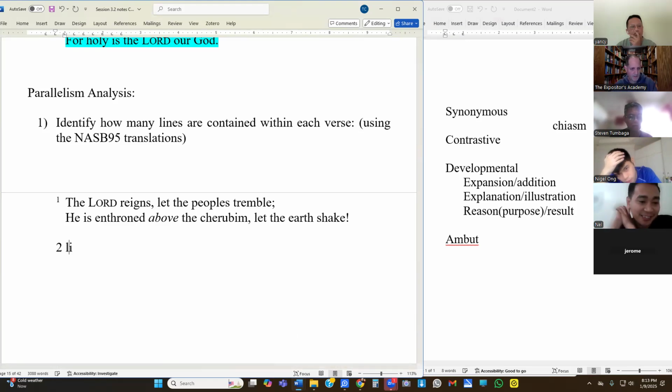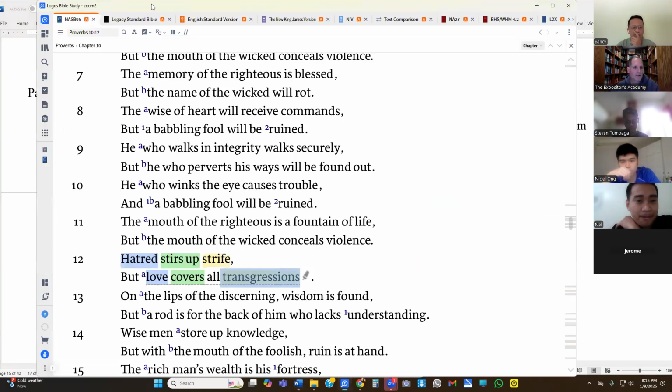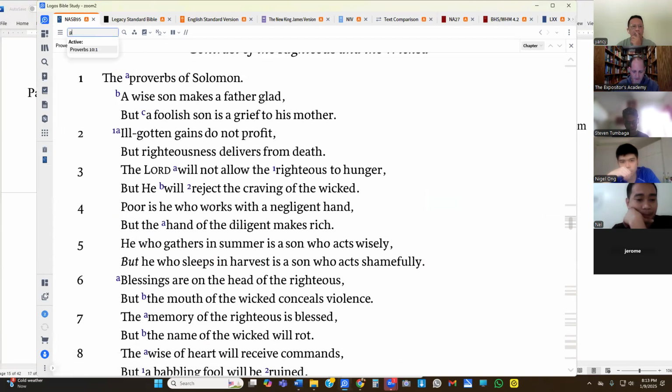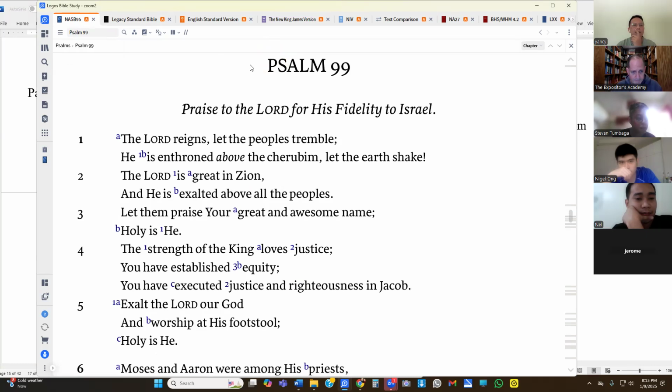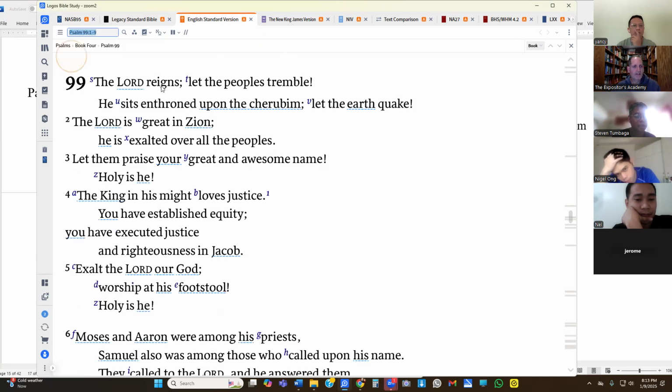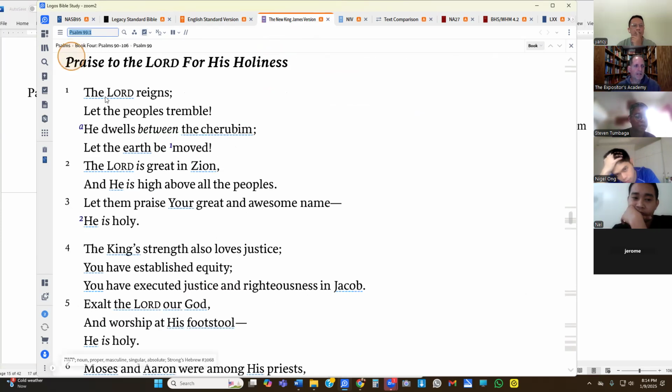There are two lines, but one thing I've told you guys that you need to do, because the line separation is actually something in the Hebrew text, is look at two other translations. So the NAS has two lines. The ESV has two lines. And then I want you also to look at the New King James. Now, the New King James has four.